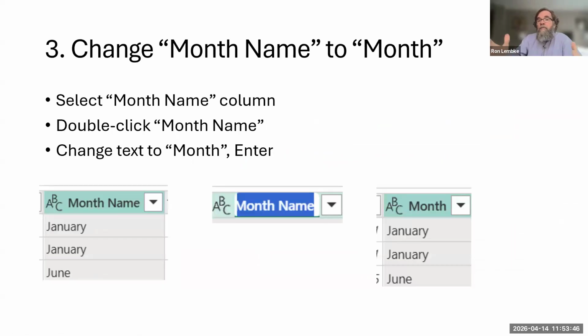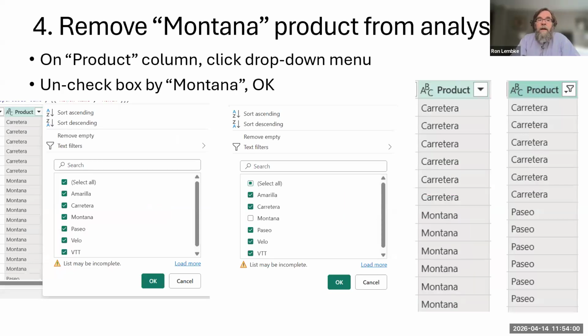To change the column of month name to month is as easy as you would expect. Just go to that column, double click to be able to edit it, and then just change the name to month. So that's obviously easy.